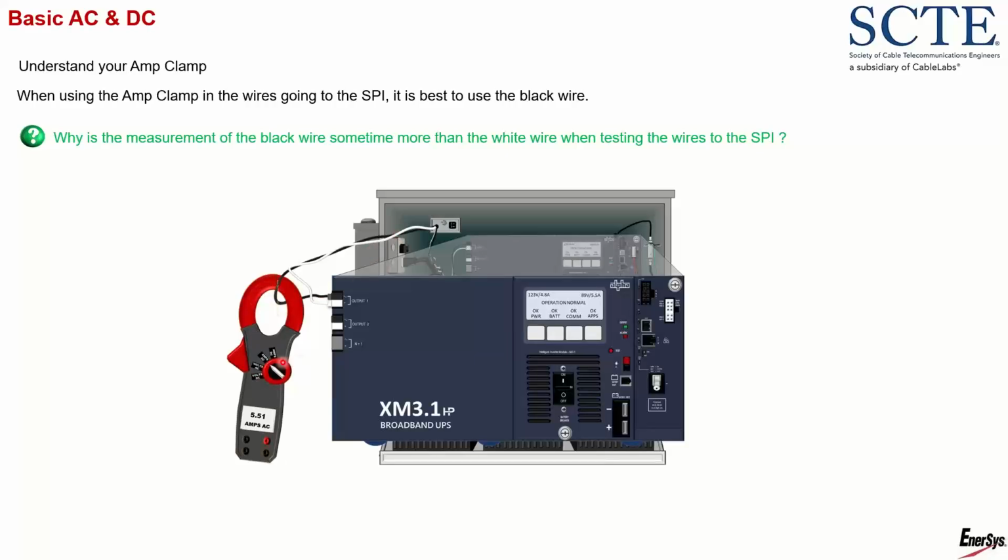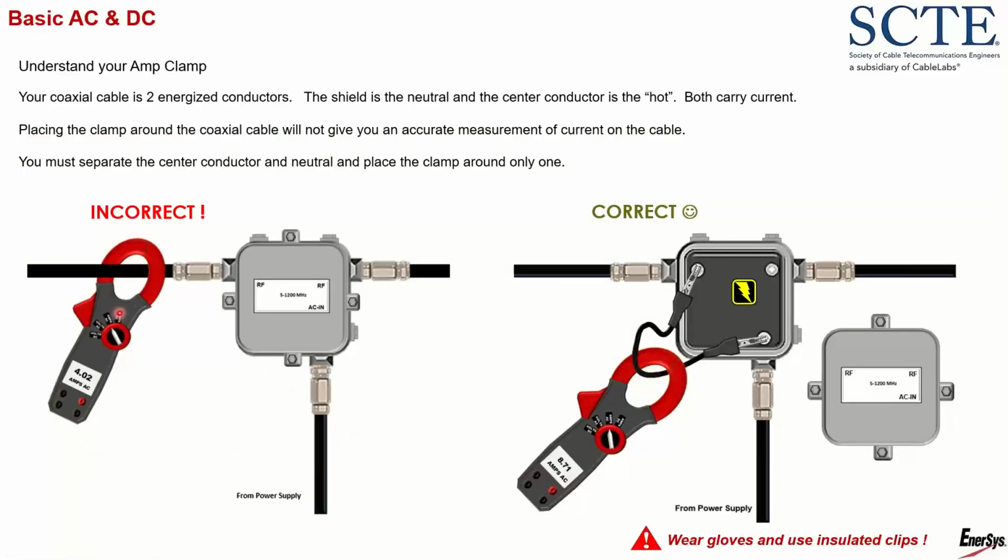So if you're using your amp clamp to measure the amount of current from your power supply, I recommend always using the black, because in that case, it can only flow through the black wire to get onto the center conductor. So it will be the more accurate of the two for sure. How about using an amp clamp on your cable plant? Can I just clamp it around the coaxial cable?